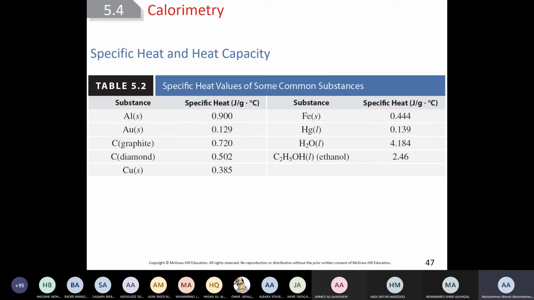Good. This is a specific heat. Don't memorize any one of them. Even water, don't memorize it, but it's very important. Keep it in your mind. The others, I don't know them. What's the specific heat of aluminum? I don't know. I have to look at the table. Even water, you don't have to memorize it, but if you want, I think it's a good idea to memorize 4.184. Good.